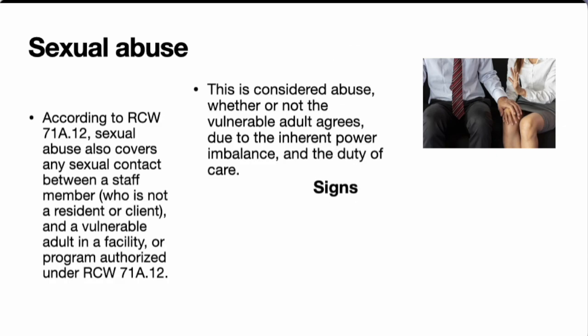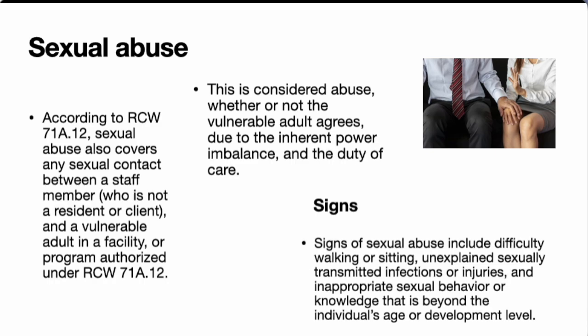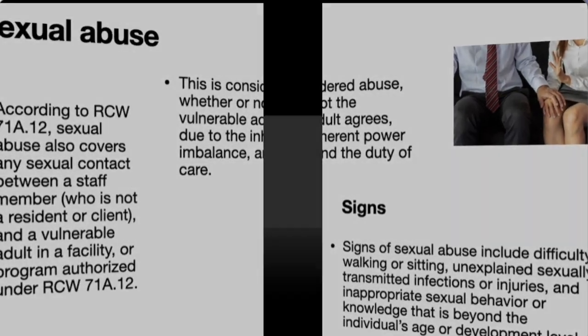Signs. Signs of sexual abuse include difficulty walking or sitting, unexplained sexually transmitted infections or injuries, and inappropriate sexual behavior or knowledge that is beyond the individual's age or development level.